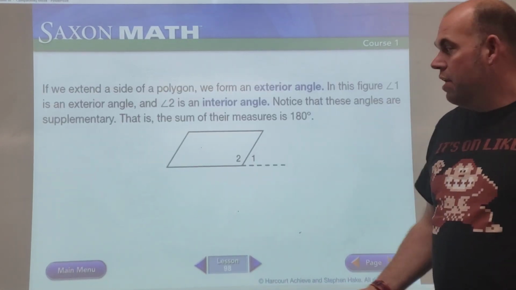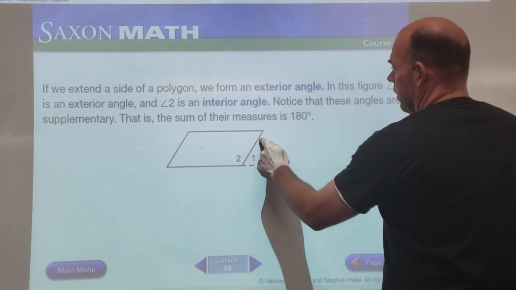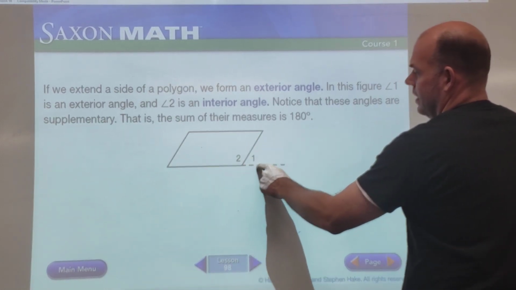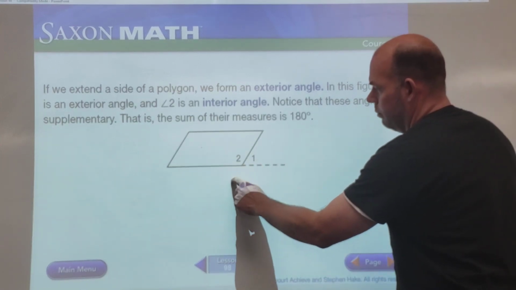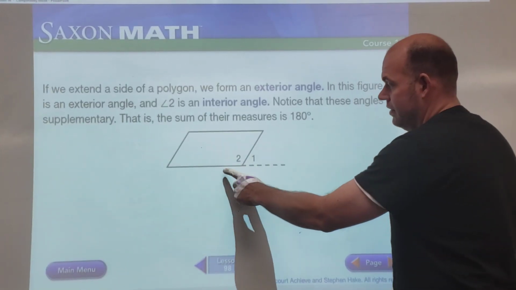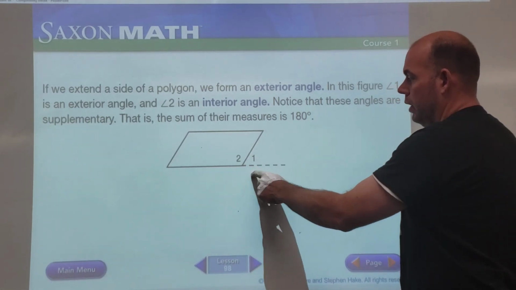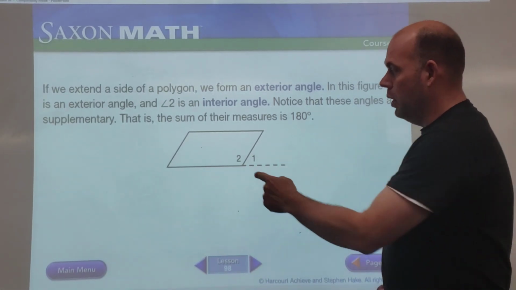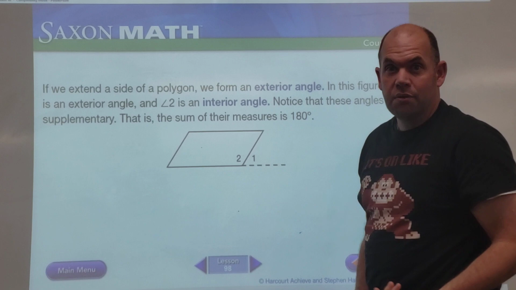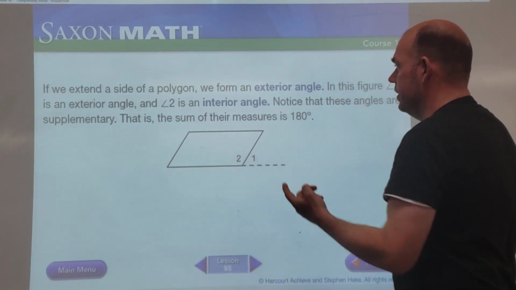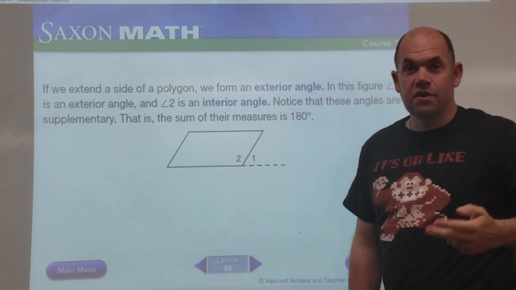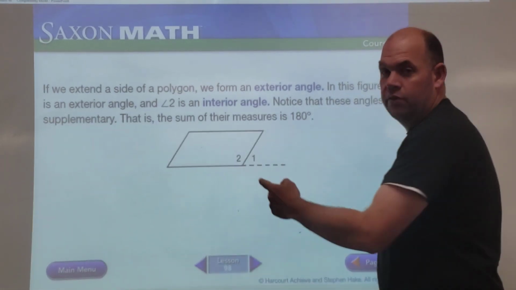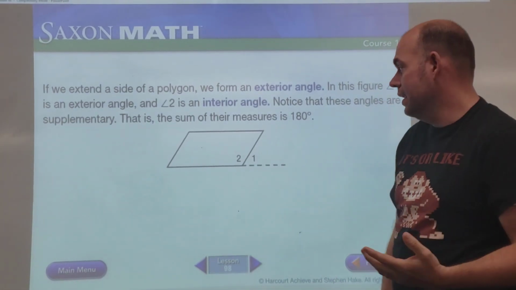So if we extend the side of a polygon, so if we're going here, we're showing extending a side, right? We form an exterior angle. So this angle from here over to this other side is the exterior angle, number one. The interior angle is whatever is inside the polygon. So number two is an interior angle. Notice that these angles are supplementary. That means when you add them together, they're going to equal 180 degrees.